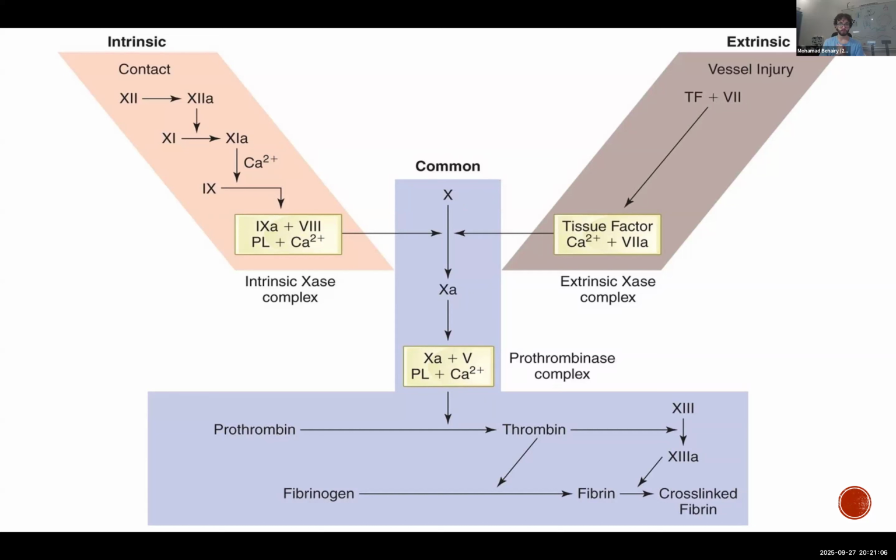Is this clear? Basically, I want you to memorize which factors are for which pathway. In the extrinsic pathway, we have tissue factor and factor 7. Those two factors. Tissue factor is thromboplastin. It will help make it.